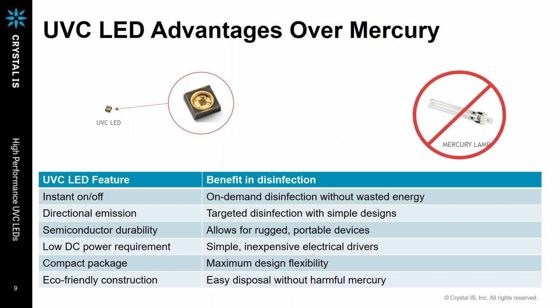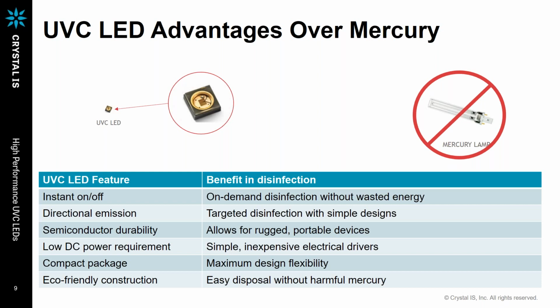And some of the advantages over Mercury, we can actually do instant on-off, and this is because LEDs are a solid-state device. Instant on-off, or multiple on-off cycles, will not affect the lifetime of the product. Also, it's a directional emission. So the light coming out of the LEDs typically comes out in one direction. The viewing angles range from about 105 to 120 degrees. It depends on the type of product.